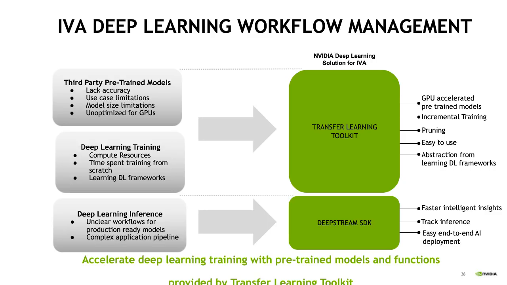Having optimized pre-trained deep learning models and a toolkit to tweak them effectively for your use case is the goal. It's the best of both worlds. If you could leverage the third-party pre-trained models so you don't have to train from scratch, but effectively adapt them to your use case, manage and reduce their memory footprint, and optimize them for GPUs. NVIDIA's Transfer Learning Toolkit is a Python-based SDK that allows you and your team to easily do just that.